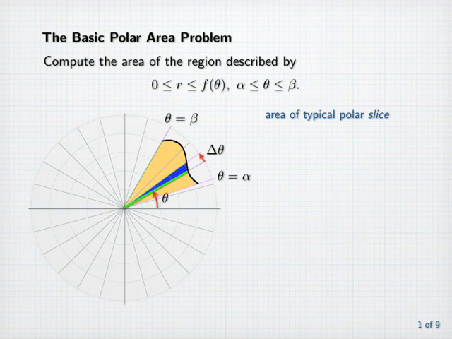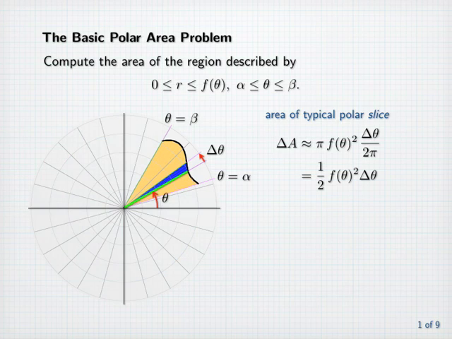in the angular coordinate. The area delta A of this polar slice is approximately equal to the area within a circle of radius f of theta, which is pi times f of theta squared times the fraction delta theta over 2 pi. So we have delta A approximately equal to 1/2 of f of theta squared times delta theta.